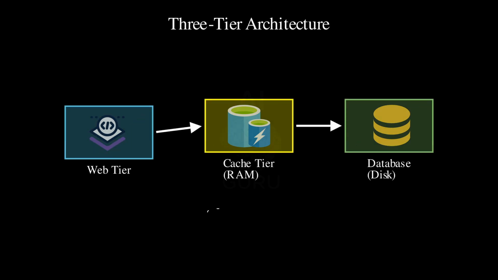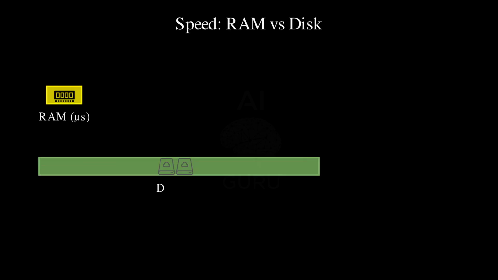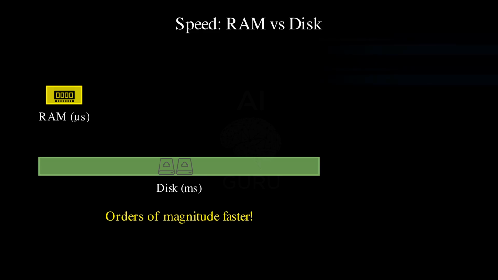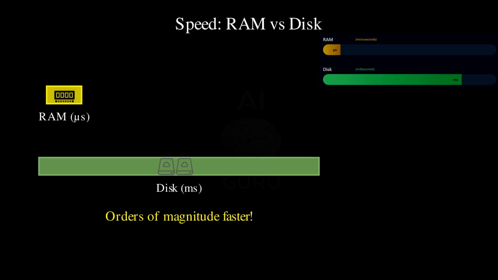Right. By retrieving data from RAM instead of from disk, we're talking about speed gains that are orders of magnitude faster. From milliseconds down to microseconds. Exactly. And the benefits just cascade. You get better overall system performance. You drastically reduce the database load, which allows the database to focus on fewer, more critical write operations. And again, the cache tier can be scaled independently of the web and data tiers.